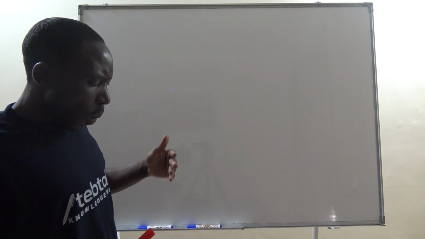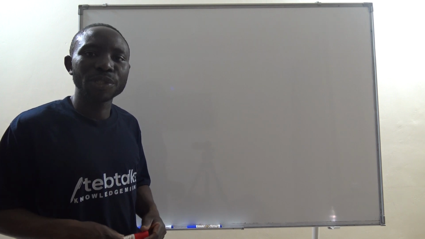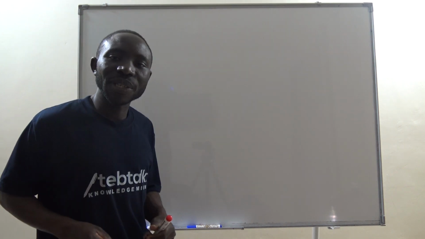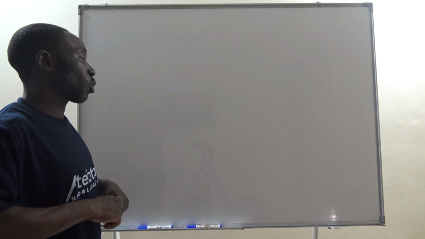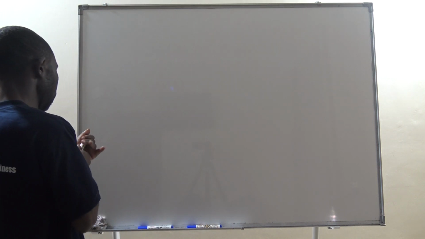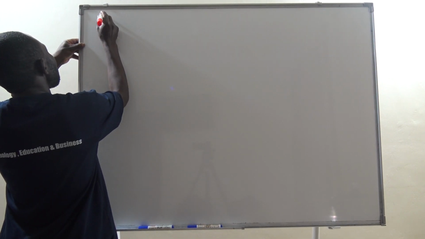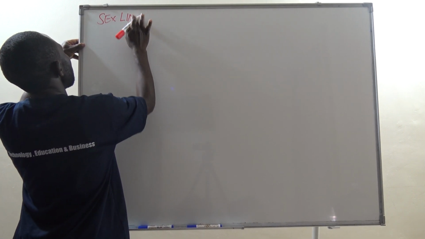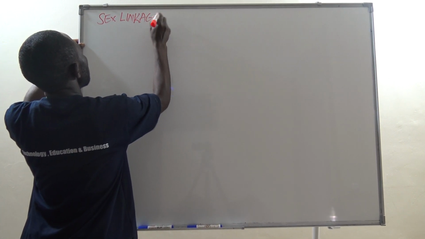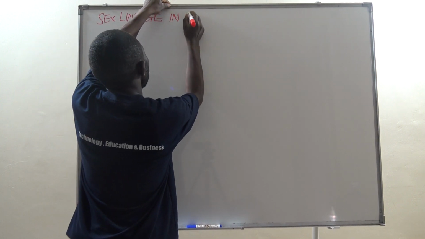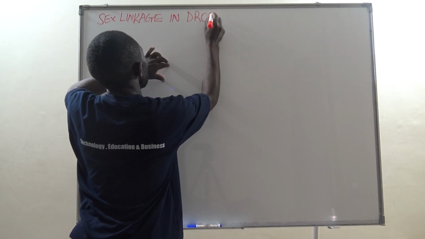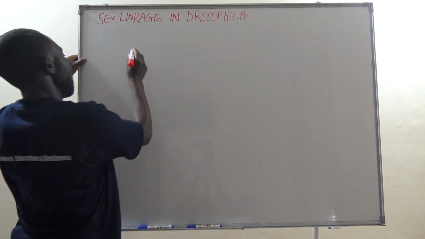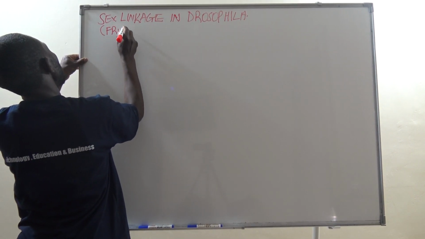Now, previously, we have been looking at sex linkage in human beings. Today, we are going to begin with sex linkage in Drosophila melanogaster, what we call the fruit fly.